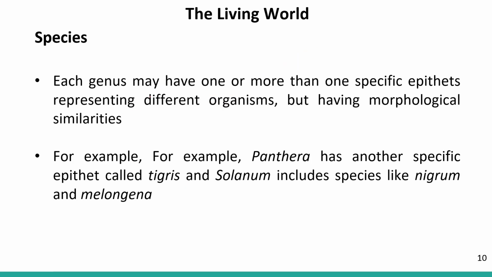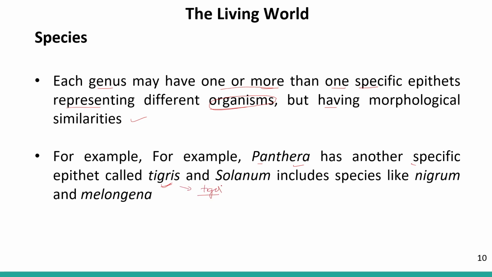Now, each genus may have one or more than one specific epithet representing different organisms, but having morphological similarities. Again, we can take the example of Panthera. Panthera has another specific epithet, tigris. One was leo, another specific epithet is tigris. So what is Panthera tigris? Panthera tigris is tiger.